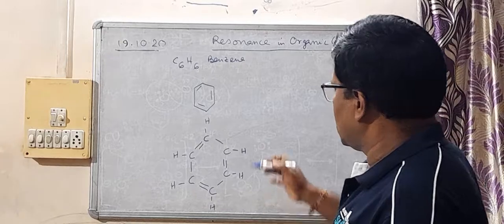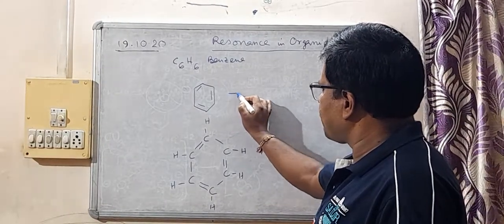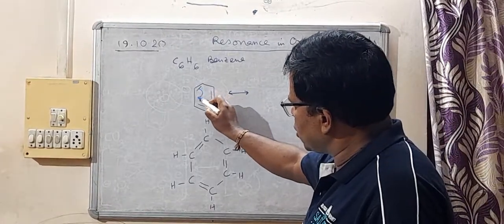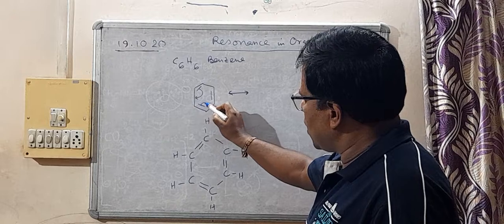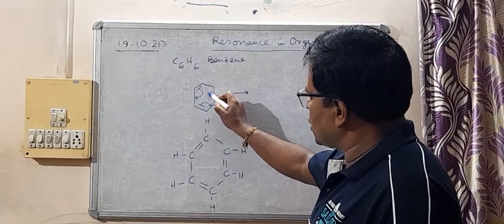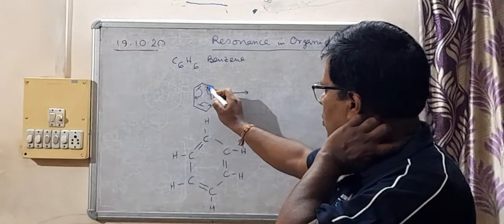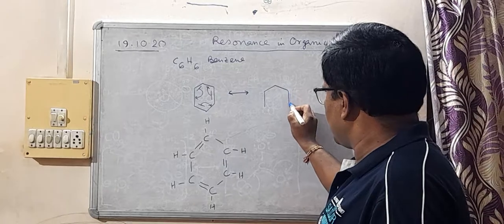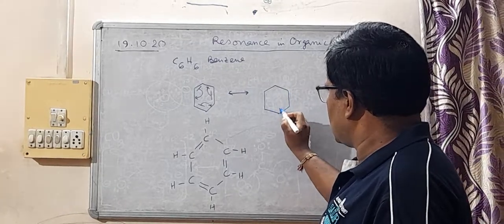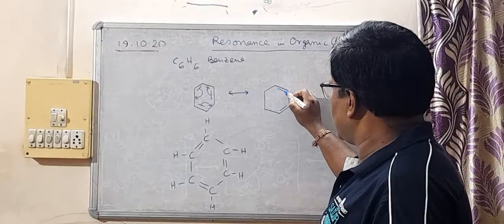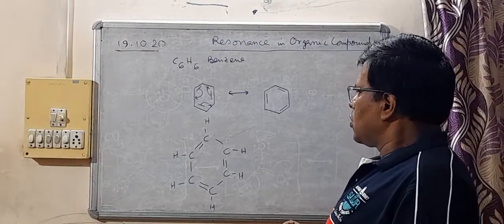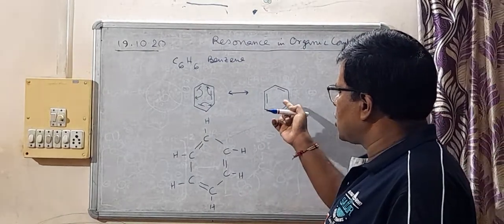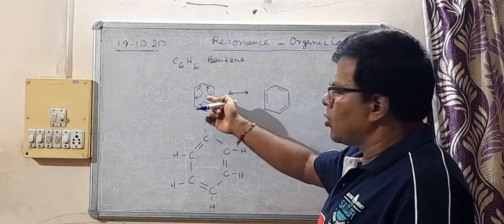So what happens is this pi bond shifts here, due to that this pi bond shifts here, due to that this pi bond shifts here. So another structure for benzene will be this one. So these two are resonating structures of benzene. This is not the structure of benzene. This is also not the structure of benzene.